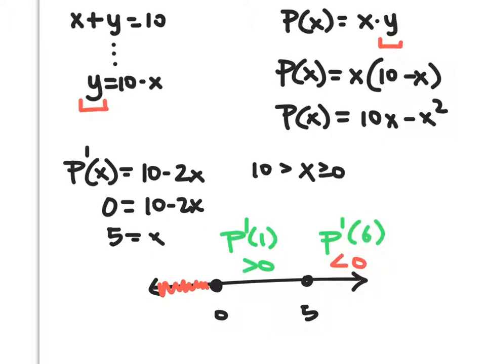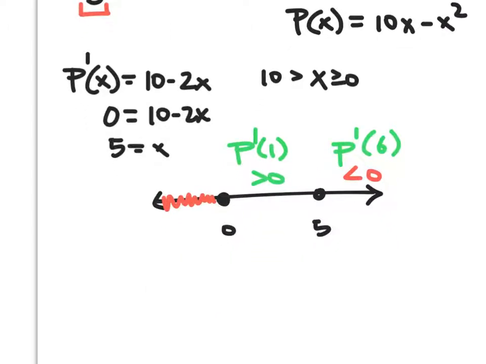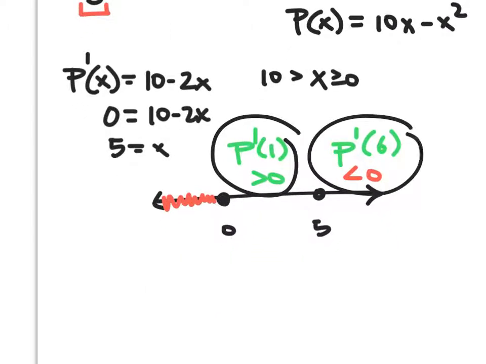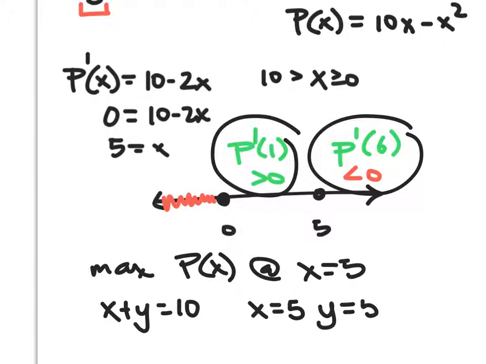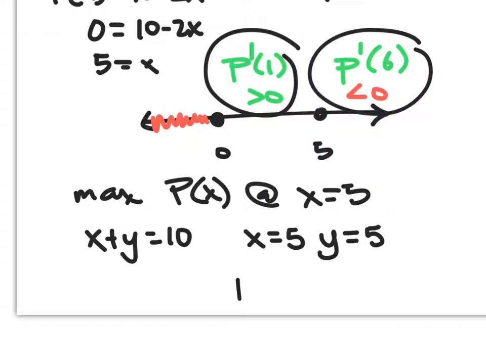So how do we define a maximum, right? We define a maximum by the derivative going from positive to negative at that point. So since we have a derivative positive then a derivative negative, we know that we will have a max. P of x will have a maximum at x equals 5. So from the original sum equation, we knew x plus y equaled 10. Therefore, if x equals 5, then y also equals 5. And so the max value of our product would equal 25.